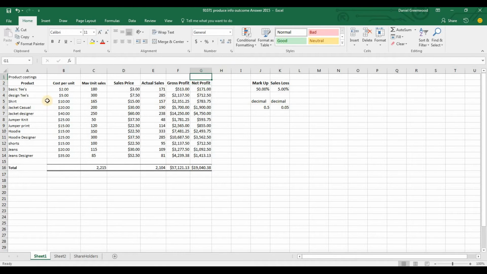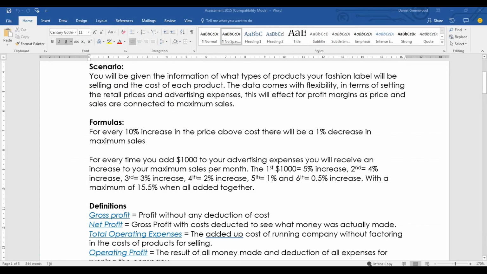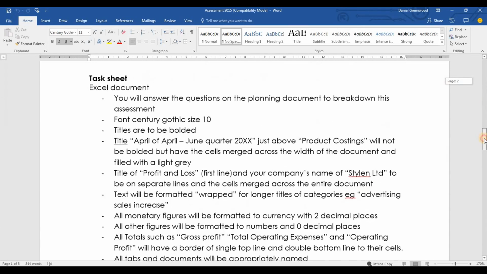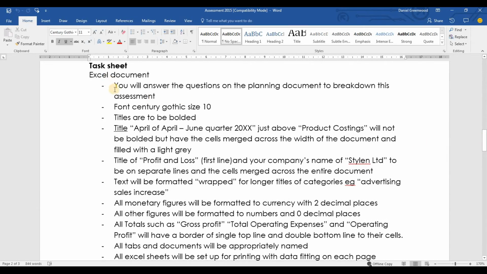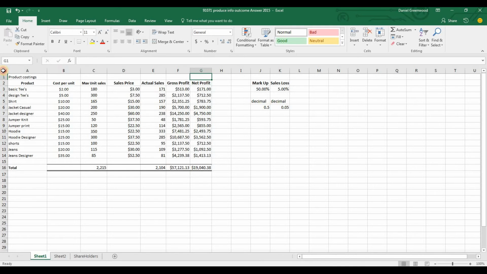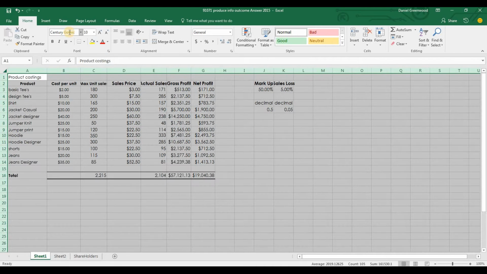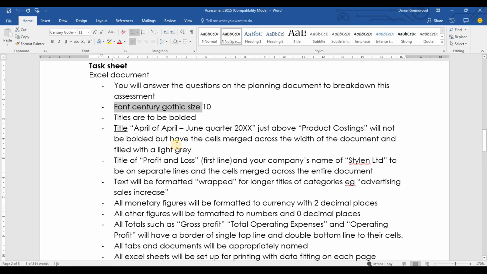Righto. So I mean, this is kind of like 80% of the assessment is getting this worked out. If I'm going to go back through and read through the assessment, aiming for excellence in student description. Okay, task sheet. Right. So you'll get a planning sheet in the actual assessment. Okay, font Century Gothic size 10. And it doesn't say what, so I'm assuming everything then. Century Gothic size 10. Okay.